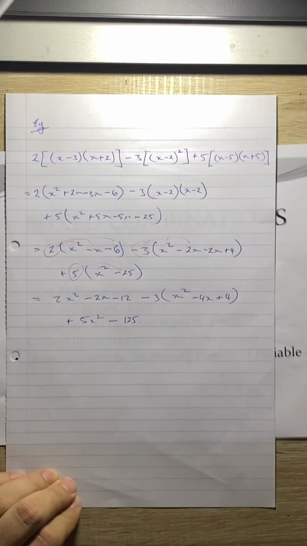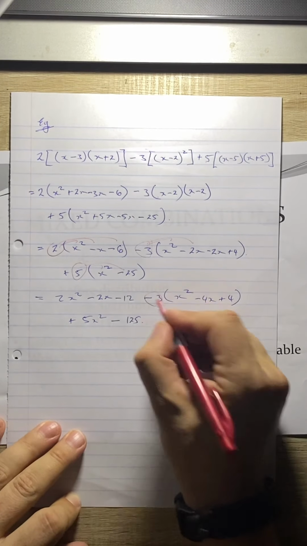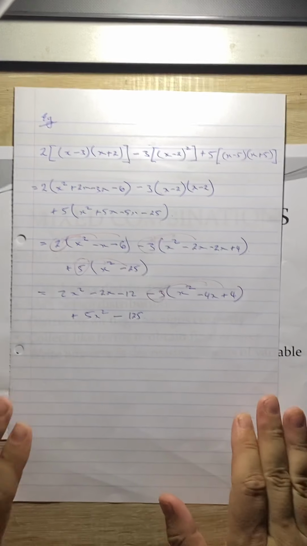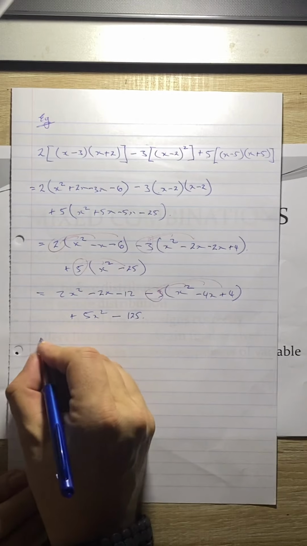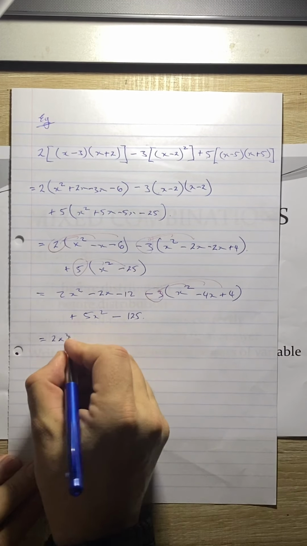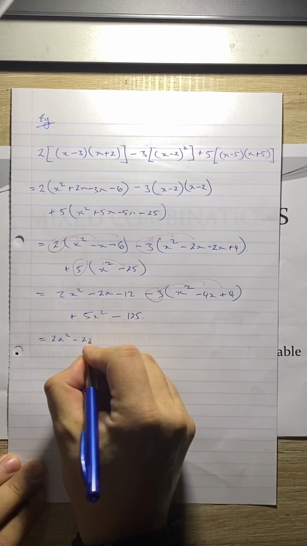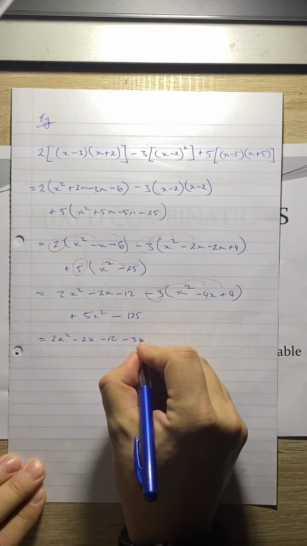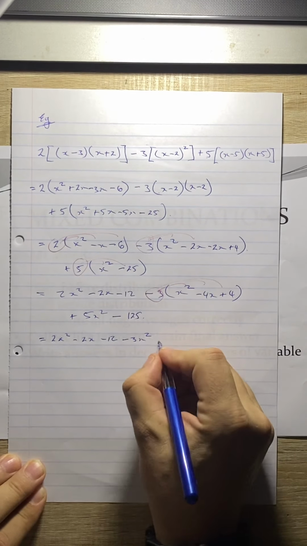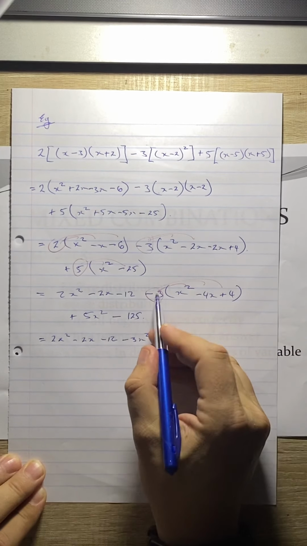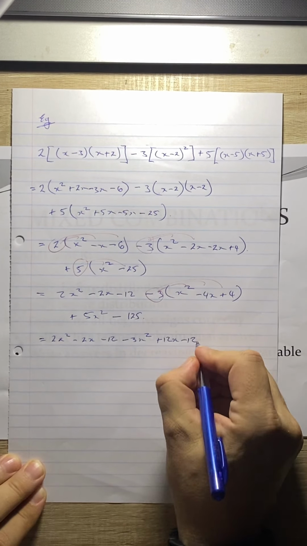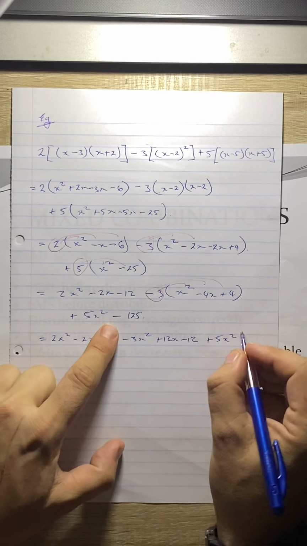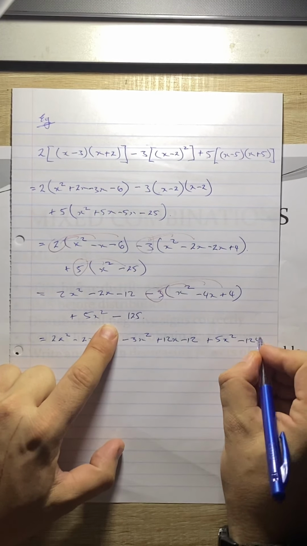Okay, now I'm going to distribute this negative 3 in. 2x squared minus 2x minus 12 minus 3x squared plus 12x minus 12. Then this line here, we've got plus 5x squared minus 125.